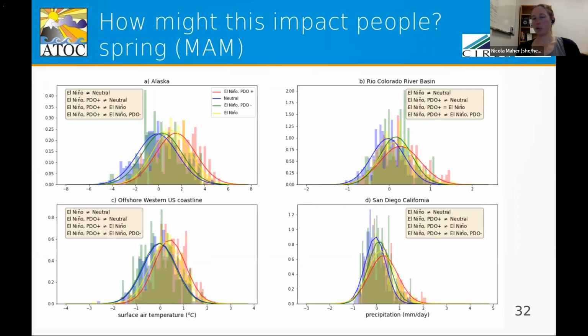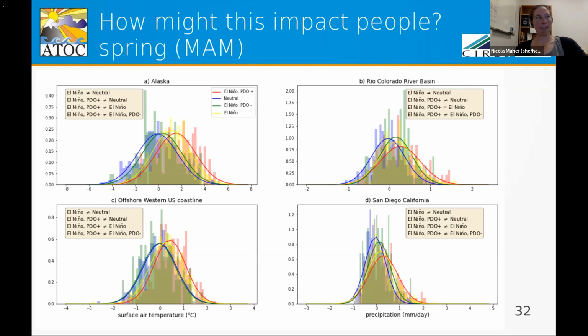However, we can show exactly the same plots for spring, or March, April, May. And I'll just focus on the right-hand plots here again for precipitation. And you can see that in spring, actually, the distributions are significantly different in different phases of the PDO. And so in that case, what we can really say is that for precipitation over the Rio Colorado River Basin and San Diego, the PDO doesn't really have a large effect on El Niño events during the winter season, but it does during spring. And that's kind of what I was showing in the maps before when I said the precipitation seems to extend up more onto the coastline in that March, April, May spring season.